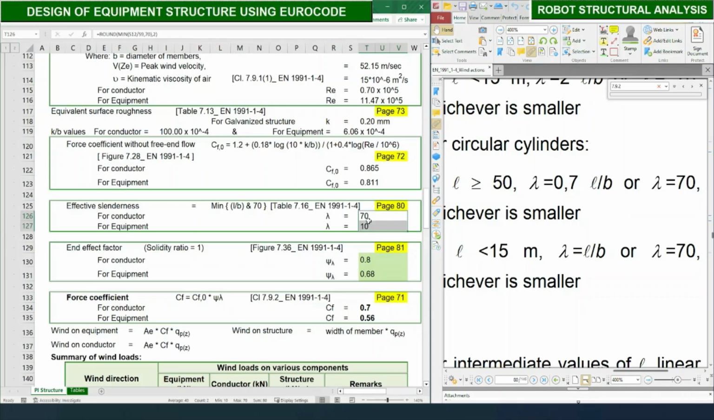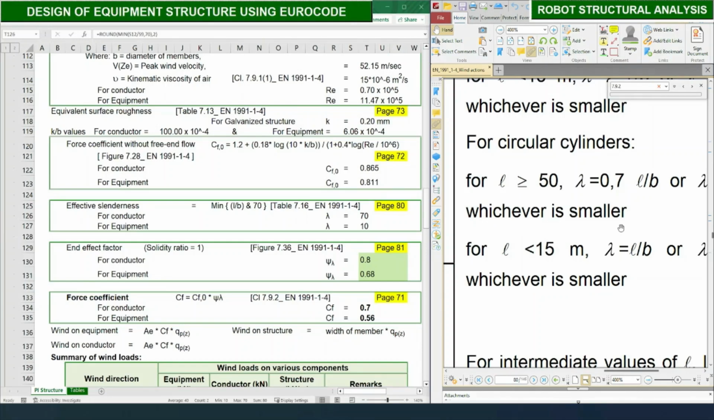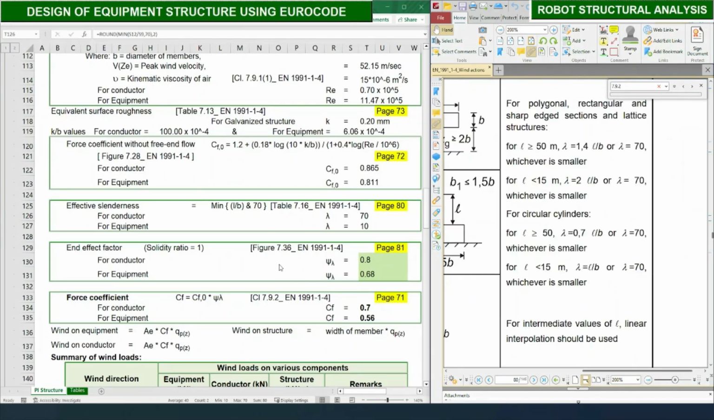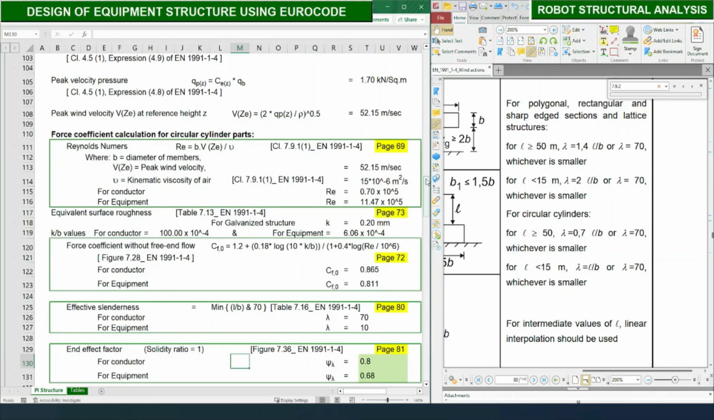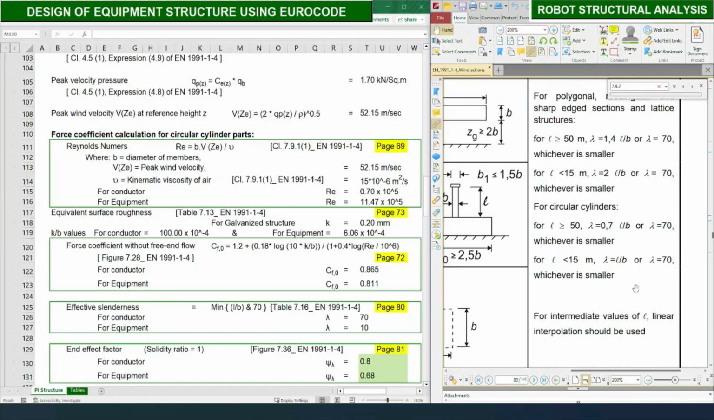But in the case of the conductor, we need to check here, it is mentioned to take whichever is smaller of lambda equal to L by b or lambda equal to 70. The conductor span is 4 meter, and divided by the diameter 0.2 it comes to 200, but we should not consider this 200 as per this text in the code, which says to take whichever is smaller. So we need to consider 70.